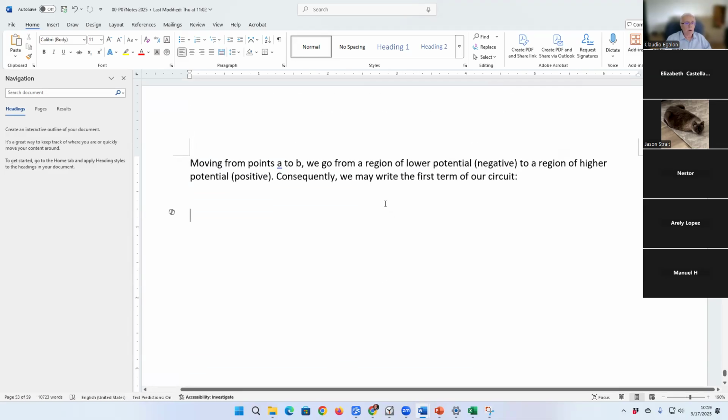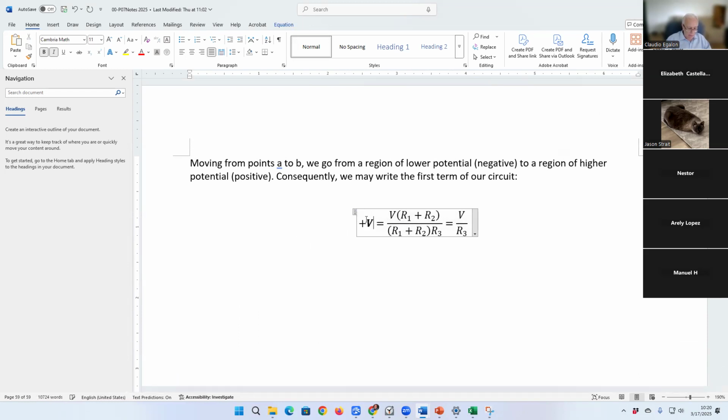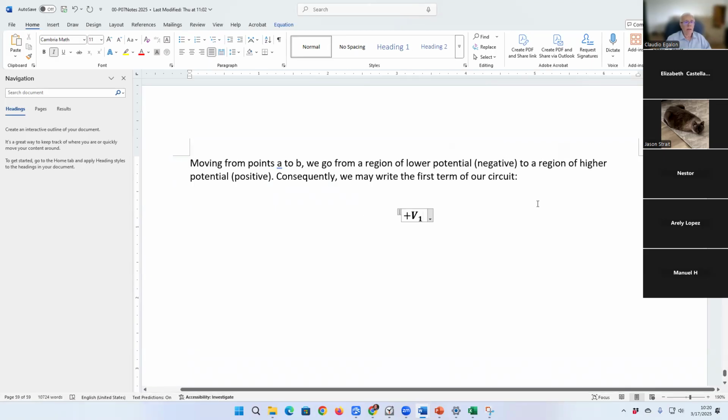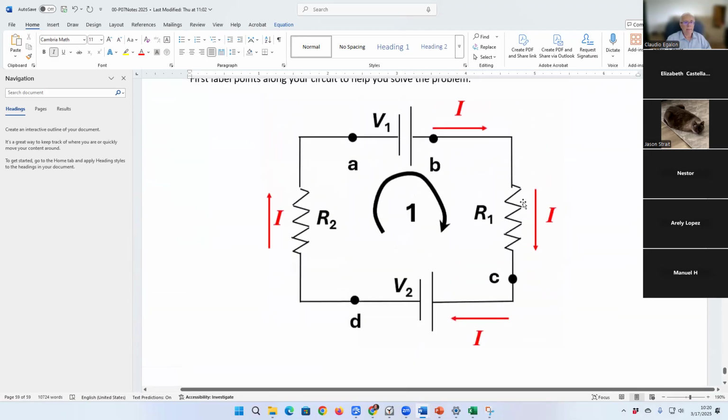The first term of my equation is going to be what? It's going to be plus V1. That's the first term, moving from A to B. And then when we go from B to C, we go through a resistor.